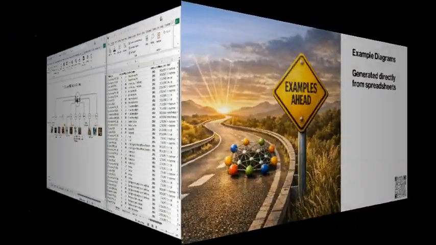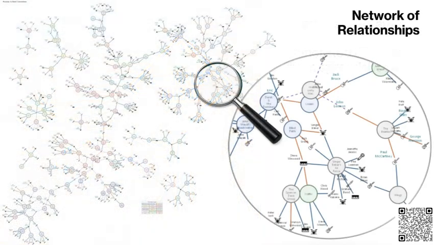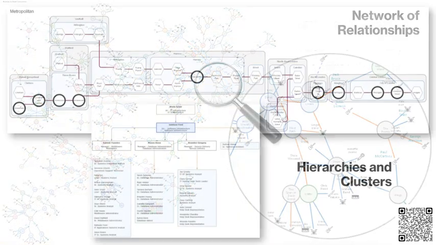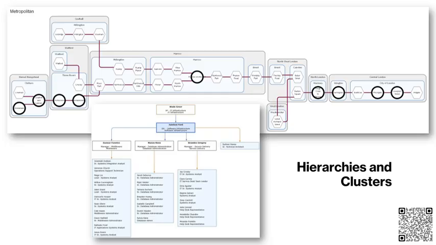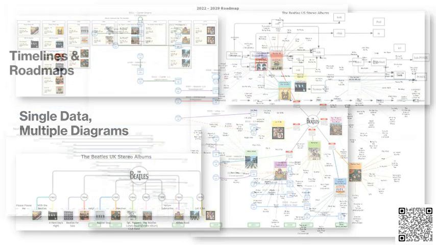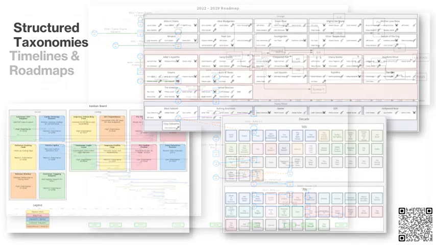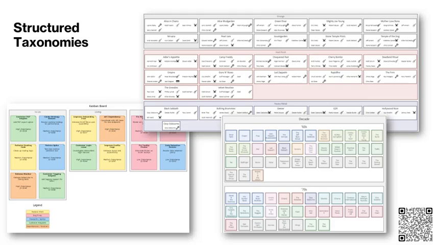We move into the examples ahead. Large networks. Hierarchies of any depth with clustered groups. One dataset, many perspectives. Timelines, roadmaps, and dependency flows. Structured taxonomies with color-coded categories.